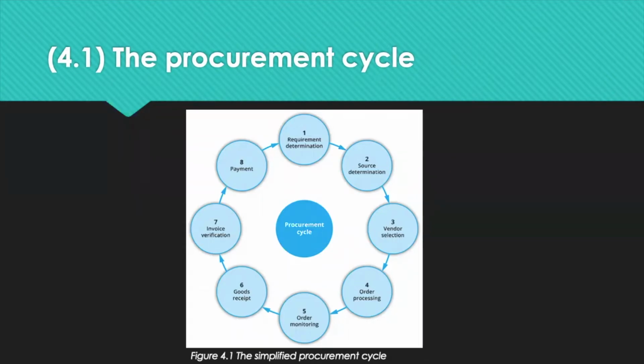But as you can see, it all starts with the requirements determination. So we identify the need. We work out where we're going to buy it from. So the source determination and the vendor selection. We process the orders, but also monitor them to make sure they arrive on time. Goods receipt and check the quality. Verify the invoices, and finally payment.